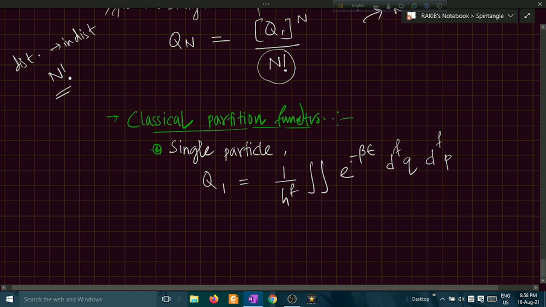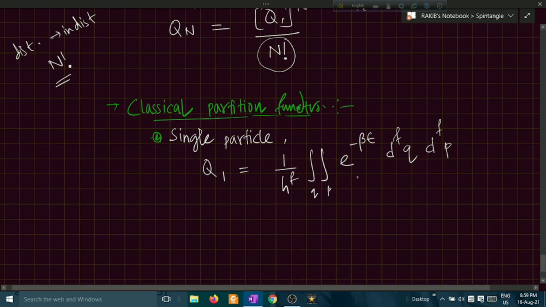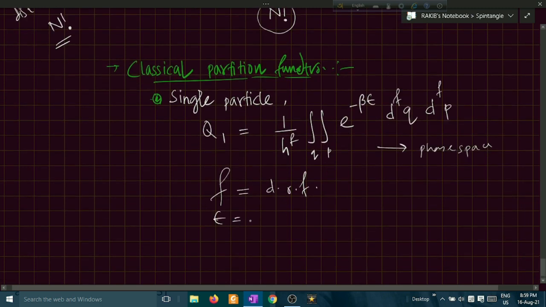We have discussed this formula excluding this term. In the case of classical statistics, we calculate the number of microstates using classical mechanics. The first integration is over the space and the second integration is over the momentum, because this is the formula in the q-p space. This is called phase space. This is the phase space formula, where f is the degrees of freedom and E is the energy.